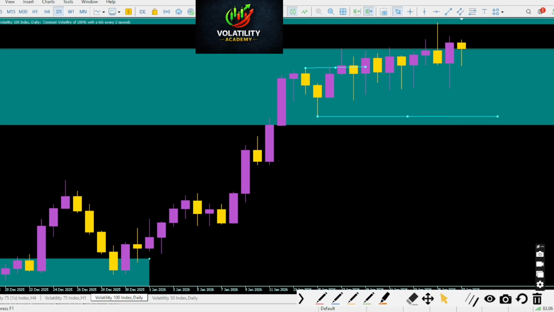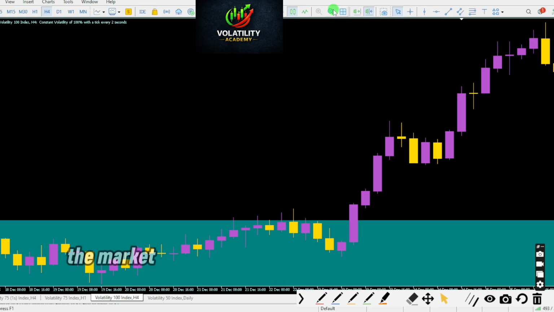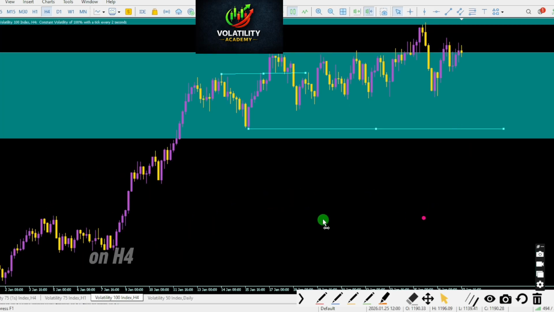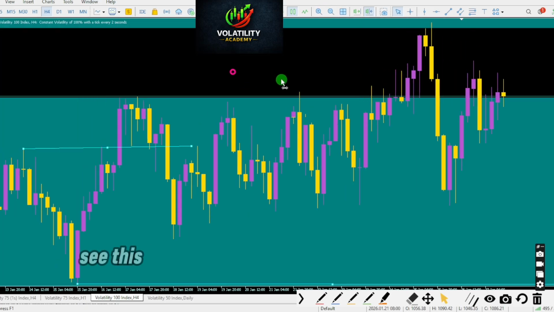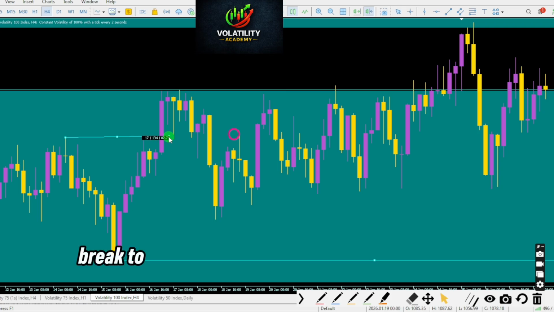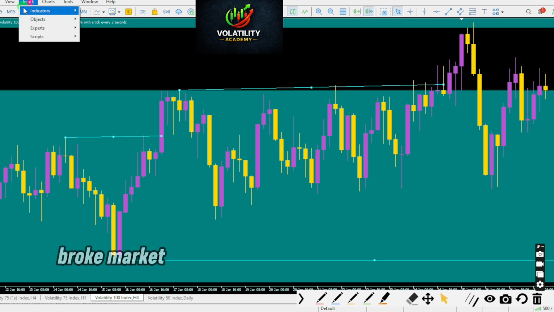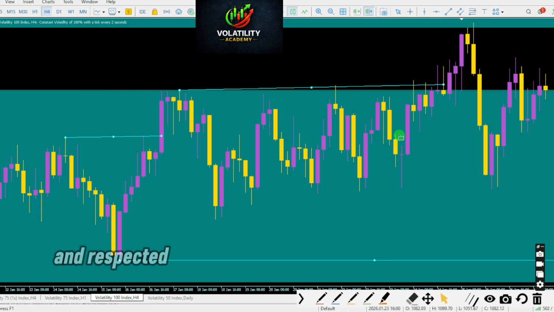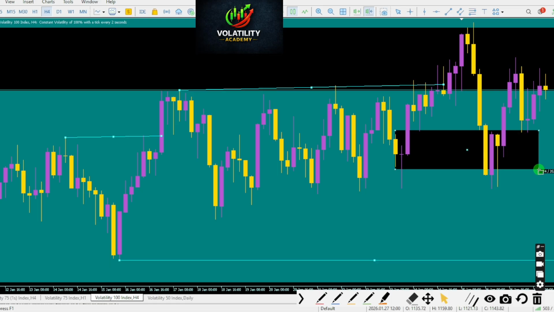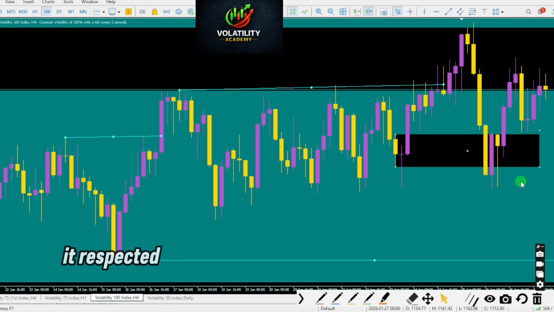Okay. So now I will go down to the H4 time frame to have a clearer look of what is going on in the market. On the H4 time frame, you can see this is a break to the upside, and this is another break to the upside. After it broke, the market moved down and respected this demand zone.